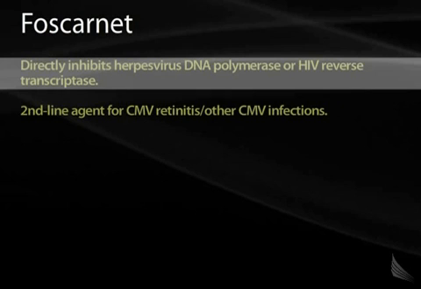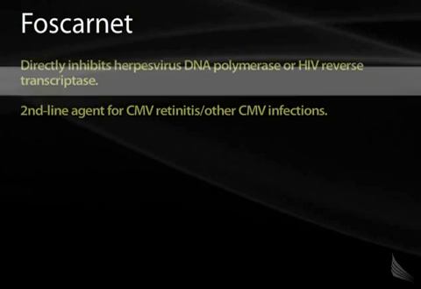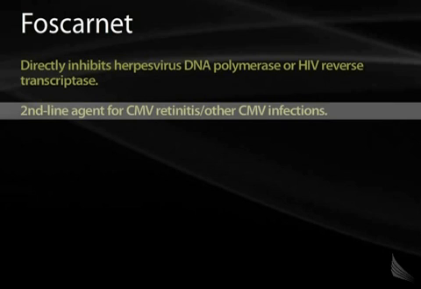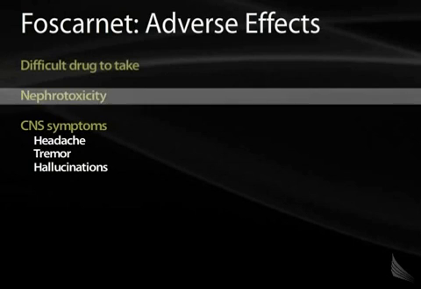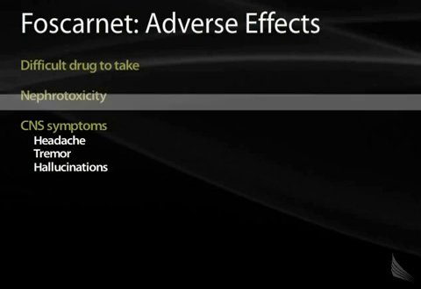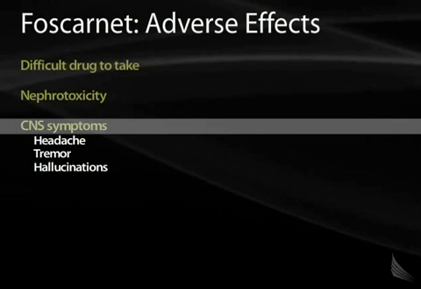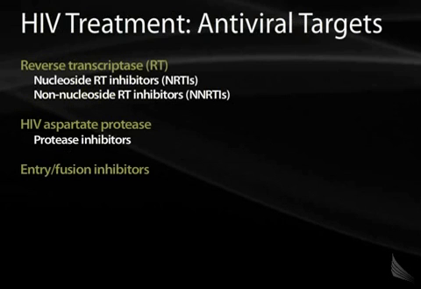Foscarnet is an alternative to ganciclovir that directly inhibits the DNA polymerase and the HIV reverse transcriptase. It is considered second-line agent for CMV infections. Foscarnet is a very difficult drug to take and causes very severe nephrotoxicity and lots of central nervous system symptoms. Therefore, we only use it when a patient cannot take ganciclovir.